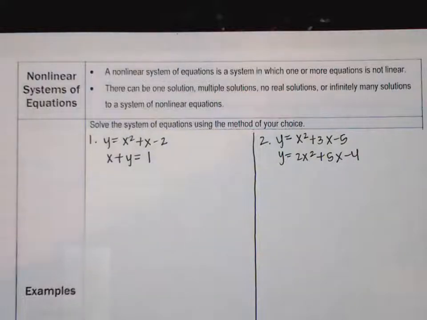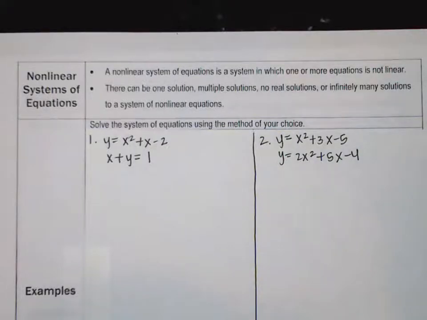So typically with nonlinear systems of equations, we use substitution to solve for these. So that's really the method I'm going to be focusing on today. That's not saying that elimination is something you can't do. It's just that typically elimination is something you don't use with it because it's harder to get all of the variables lined up.